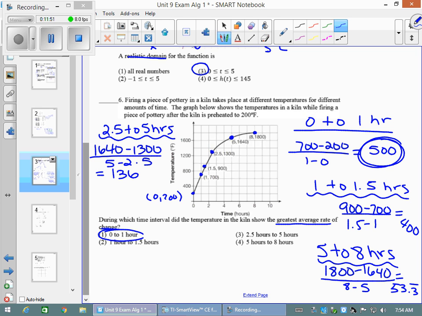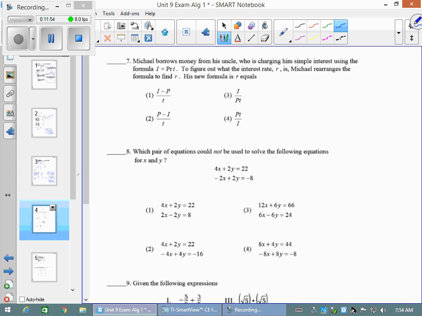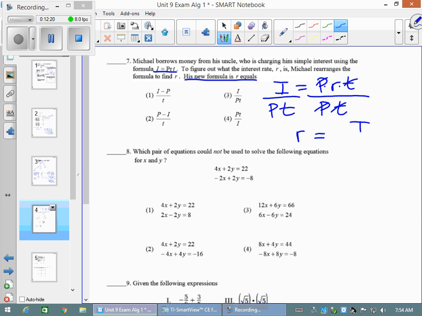Okay, question 7. We're being given this formula, I equals PRT, and they want us to find the new formula and figure out what R equals. So we want to solve for R. Right now, R is being multiplied by both P and T. So in order to get R isolated, I can divide by PT on both sides of my equation, leaving me with R is equal to I divided by PT, which is choice 3.